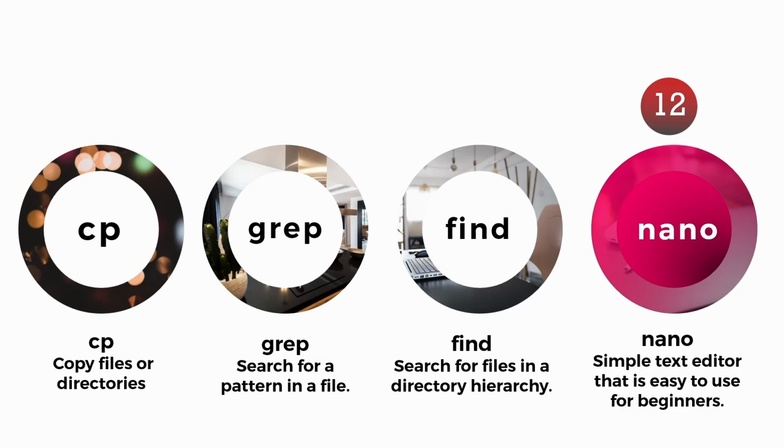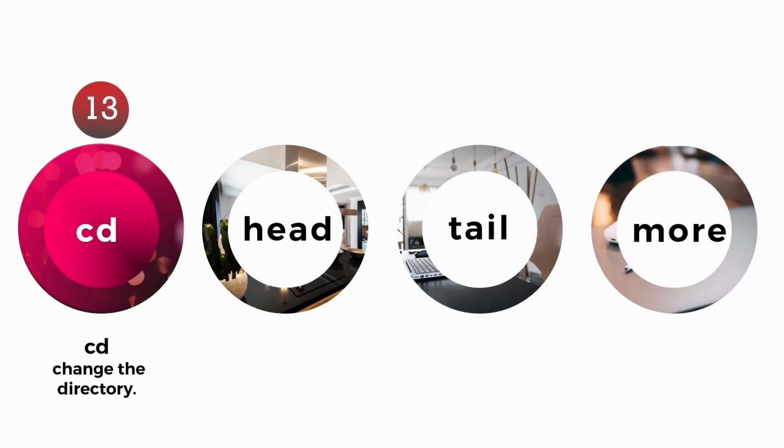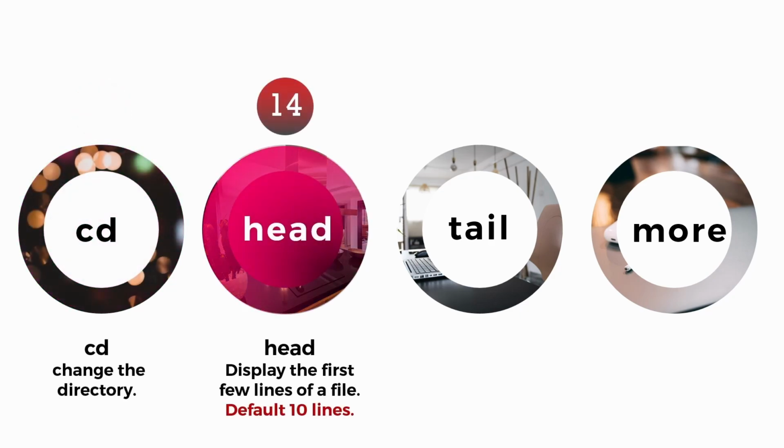Let's see the next command, that is cd. cd stands for change directory, and it is a command in Linux that allows you to navigate the file system by changing the current working directory. Next command, we have head. head is used to display the first few lines of a file. By default, head displays the first 10 lines of a file, but you can specify a different number of lines to display using the -n option followed by the number.